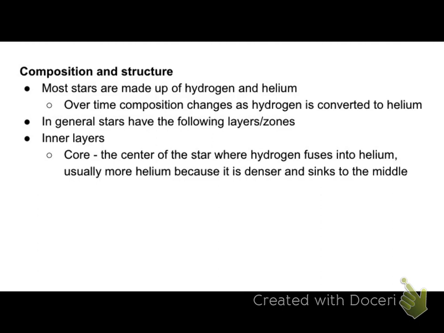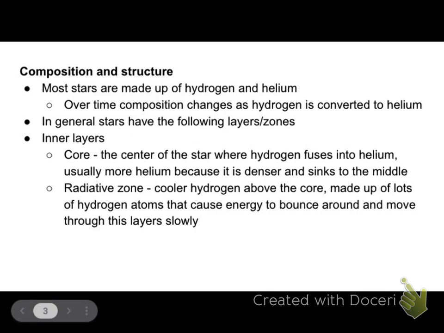Just outside the core, we have a layer called the radiative zone. This area has hydrogen that's slightly cooler than the core, and there are so many hydrogen atoms packed into the radiative zone that when energy is leaving the core and moving through the radiative zone, it actually moves incredibly slowly because it's constantly running into hydrogen particles and being bounced around. So energy exiting the radiative zone takes a while.